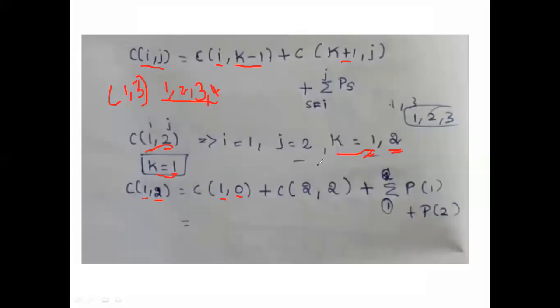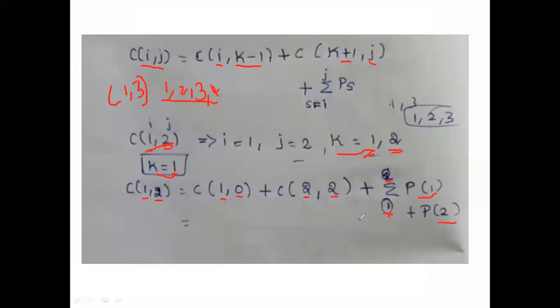Now k equal to 2, so 1 plus 1 is 2, and j is what? 2 only. So it is 2, plus the summation of i from 1 to j, 2. 1 to 2 means there are two probabilities: P of 1 plus P of 2. If it is 3, P of 1 plus P of 2 plus P of 3. So 1 to 2 means P of 1 plus P of 2.